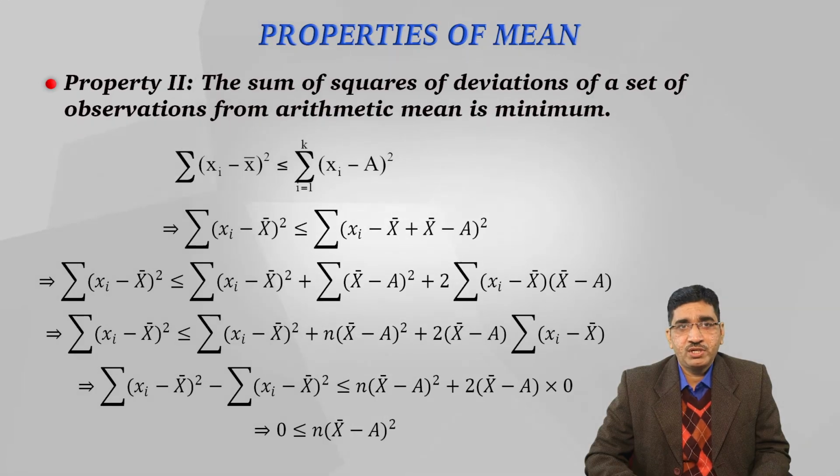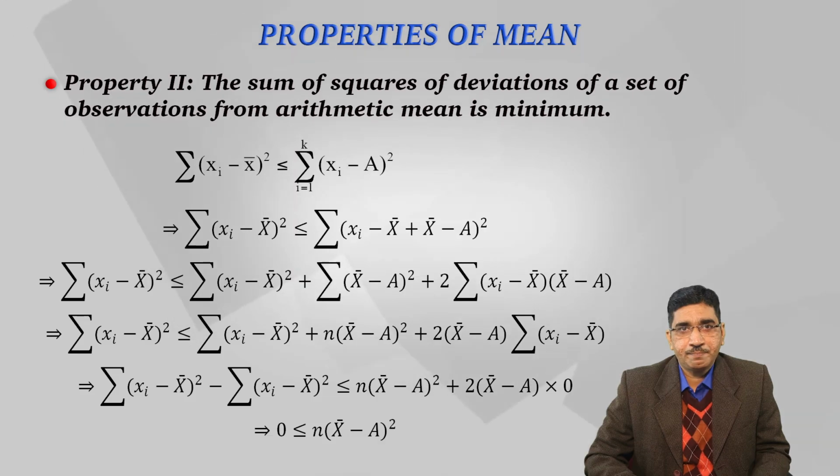That means if we take the sum of squares of deviations of the observations in a series or in a set of data, then it will be minimum in comparison to the sum of squares of deviations taken from any other values in the data. So symbolically we have to prove here that the sum of (xi minus x bar) square is less than or equal to the sum of squares of deviations from any other value that is assumed as a constant a in the data.